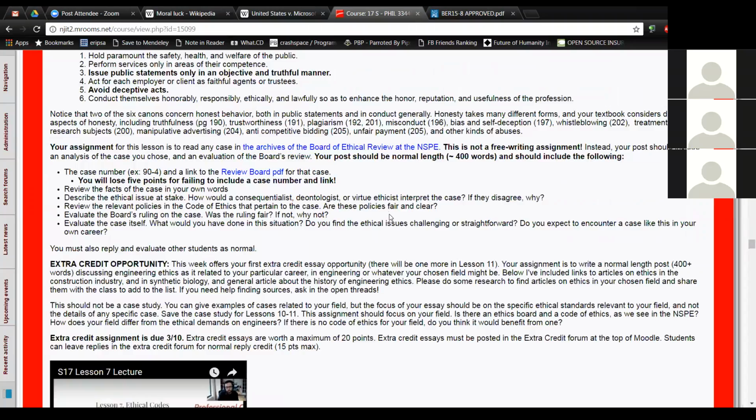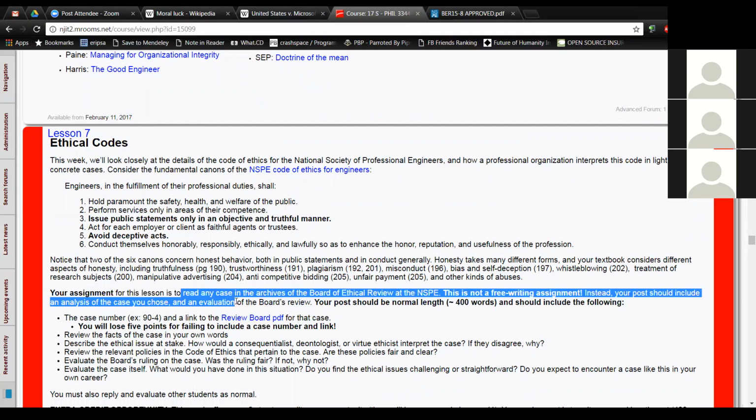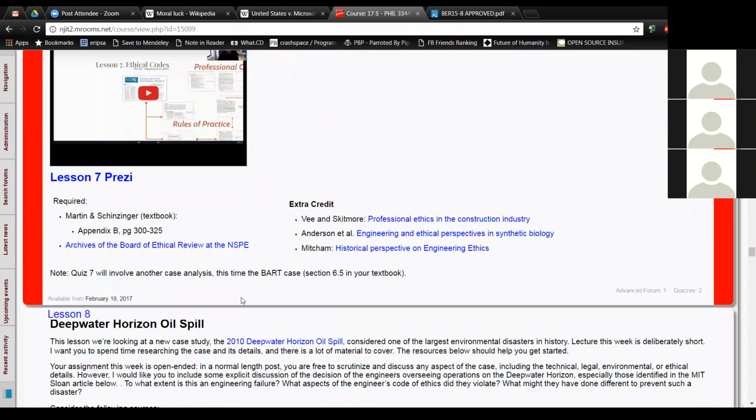I guess one other thing to say, so lesson 7 is a little bit weird where you have to do this case analysis. The quiz this week will also involve another case analysis. This time it's the BART case, which is discussed in section 6.5 of your book. And the assignment this week will be similar to the Edgerton assignment from lesson 5, where I give you a case and you have to give it an analysis.